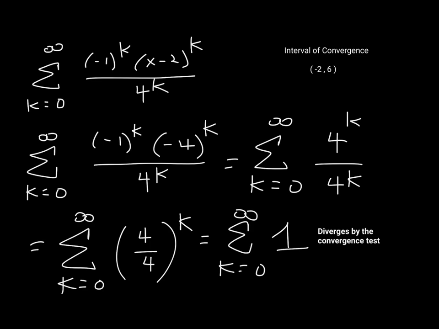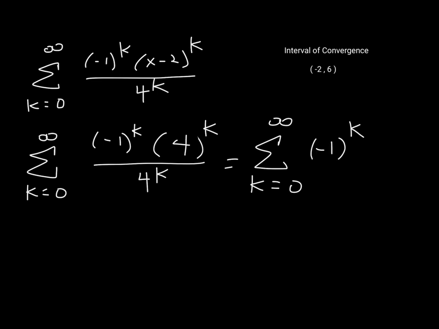And now what I want us to do is plug in the right endpoint and see what we get. And I think we get the same thing. Plugging in the right endpoint, positive 6, into our series gives us the following: 4 to the power of k over itself is just 1. So all you're left with is negative 1 raised to the kth power. Now this diverges by the divergence test as well. You can see that this is going to continue to oscillate. So the limit is not equal to 0, and once again this diverges by the divergence test.